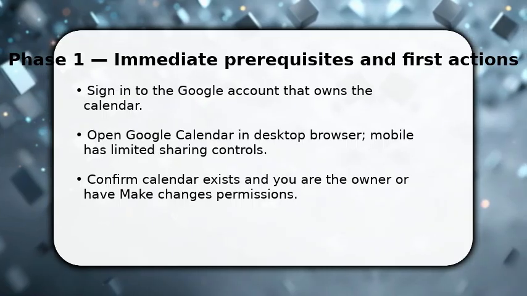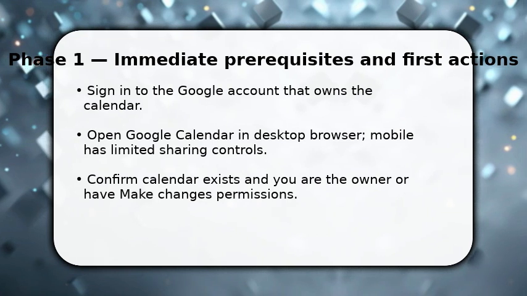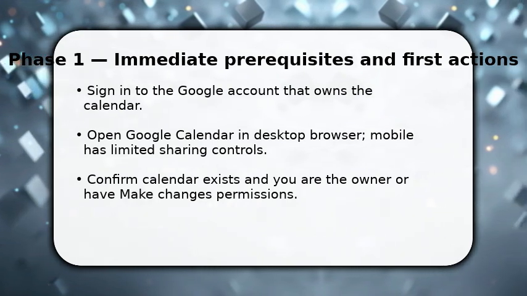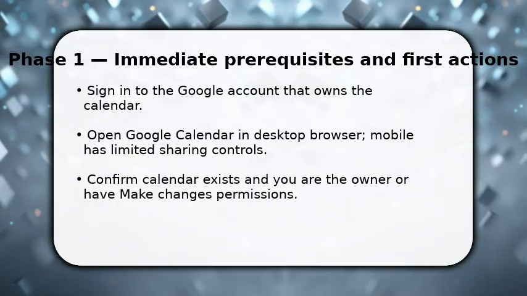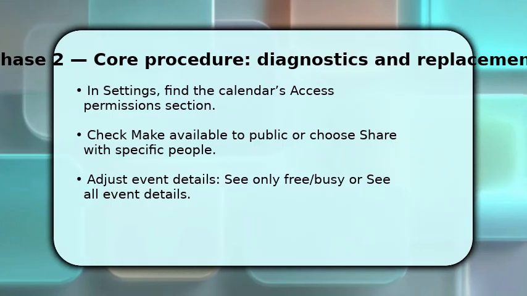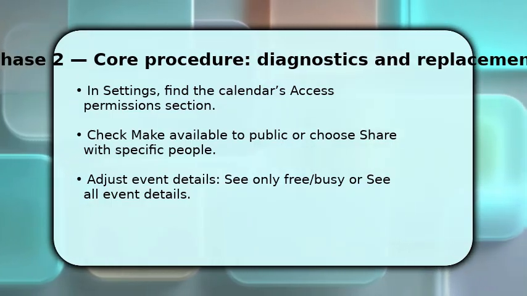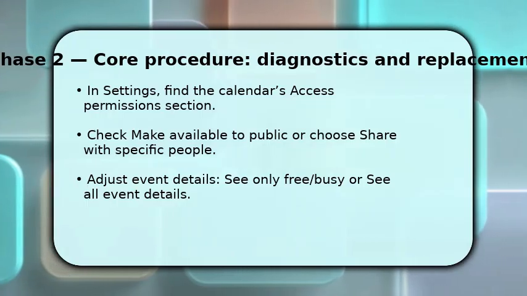Make sure you are the owner or have Make Changes permissions, because publishing requires owner-level or change permission to proceed without errors. Now you'll configure visibility and what the public sees. In Settings, find Access Permissions and decide. Check Make Available to Public to publish broadly, or use Share with specific people for controlled access.